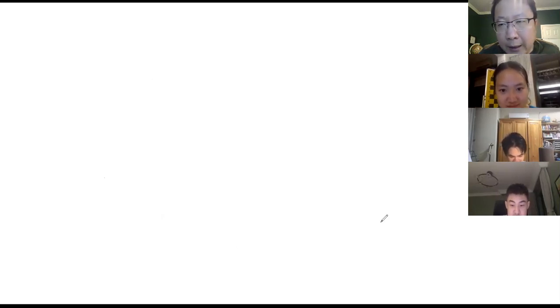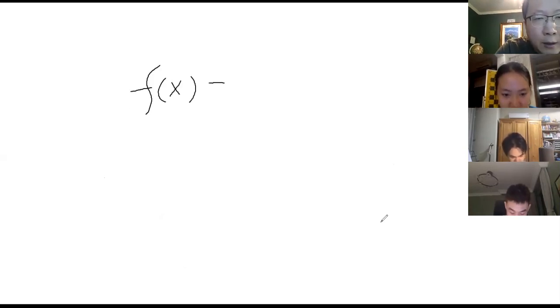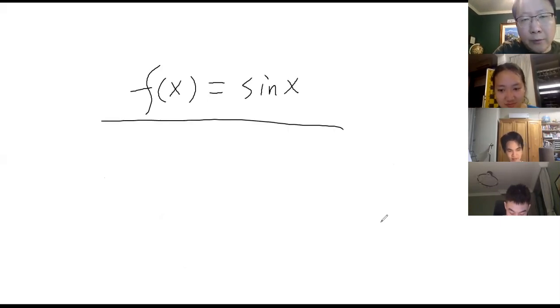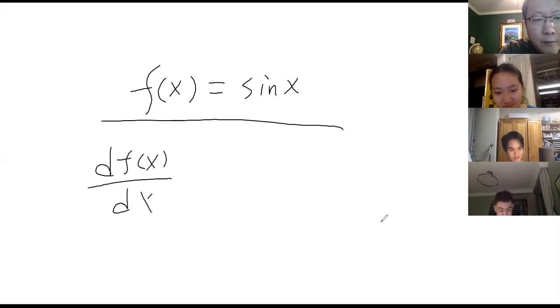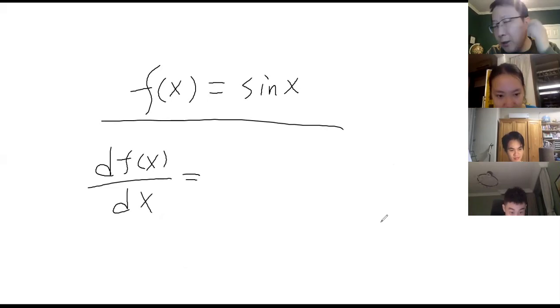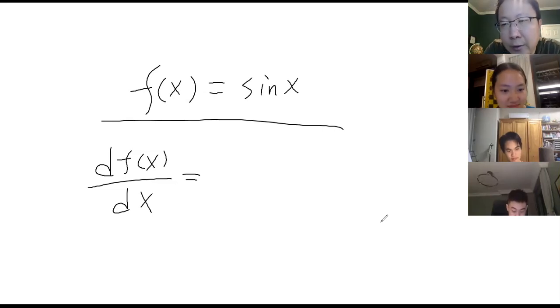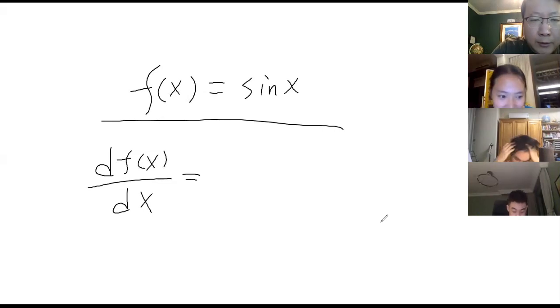Okay, now can I give you another function? Let's say you try, how about sine x? Can you do this function's derivative? You try. So in this case, you need a little bit of trigonometry. If you haven't learned trigonometry, then you probably won't be able to follow. But I assume you learned a little bit of trigonometry. So that's basically it.